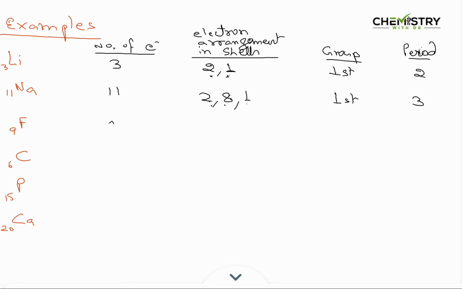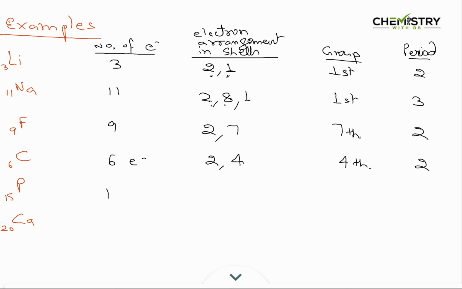Fluorine is 9, so 9 electrons arranged as 2 and then 7 left. So 2 and 7, and then which group will it be? It will be in the 7th group. And how many shells will it have, or the period? 2. Carbon is 6, so 6 electrons, 2 and 4. So which group? 4th group. And how many shells? 2, so period 2.